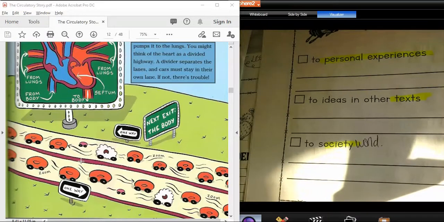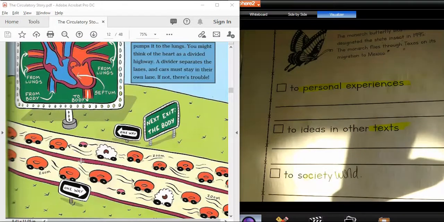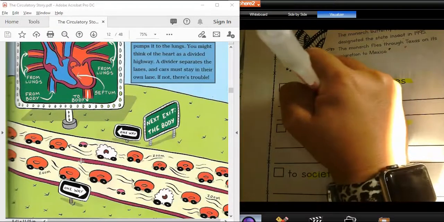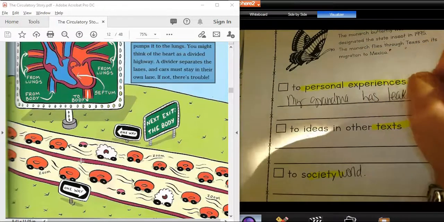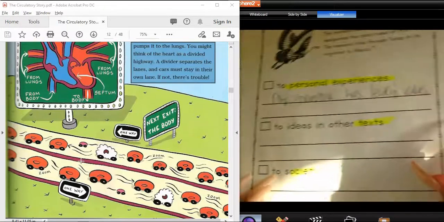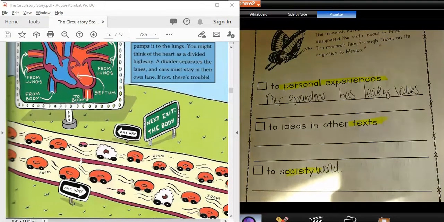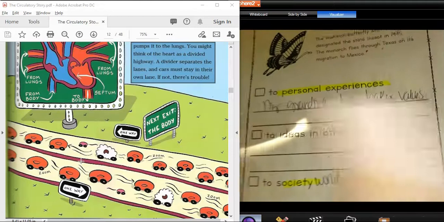So I know that a connection that I can make is that maybe my grandma has suffered from heart issues. So that could be a personal connection. So here I can write, my grandma has, maybe she has leaky valves. Remember, the valves don't close and open correctly, so that means the blood is going in and out. Another one could be, maybe you suffer from leaky valves. Maybe you don't get enough oxygen. Maybe your white blood cell count is low. Maybe your doctor told you that you have a low white blood cell count. That's why you might almost be getting sick all the time.